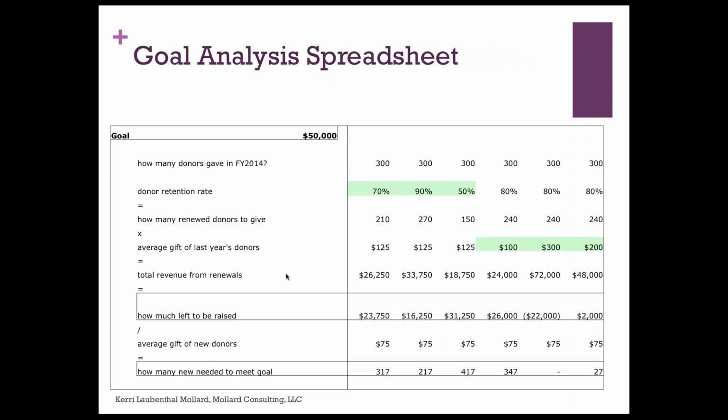You cannot argue with the numbers. If you are confident in what your donor retention rate is, and in your average gift size, you plug and chug, and you come up with, okay, you're telling us to fill the gap, we need to raise $50,000, but I'm telling you, based on the current donor base, we're only going to raise $26,250 in renewals, which means we have to come up with $23,750 in new money. And based on that average gift, that means we need 317 people to do that. And then pause. And let your leadership team come to their own conclusion.